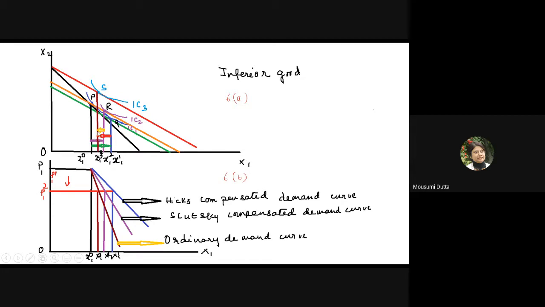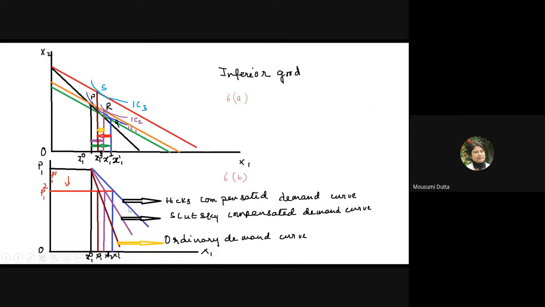This is X1 3. So ultimately demand is increasing by this amount, and therefore the demand curve will still remain negatively sloped. This is the ordinary demand curve, which is capturing the increase in demand from X1 naught to X1 3, and this is still negatively sloped because whatever be the volume of income effect, the substitution effect cannot offset the income effect. Therefore, the ordinary or the Marshallian demand curve is still negatively sloped. And the compensated demand curve will always be negatively sloped.